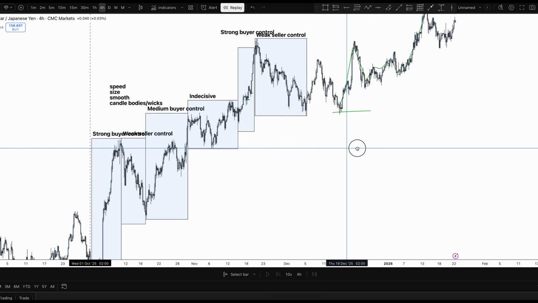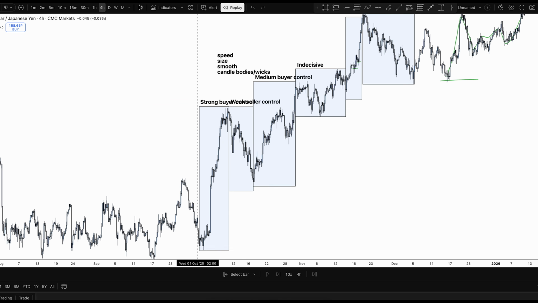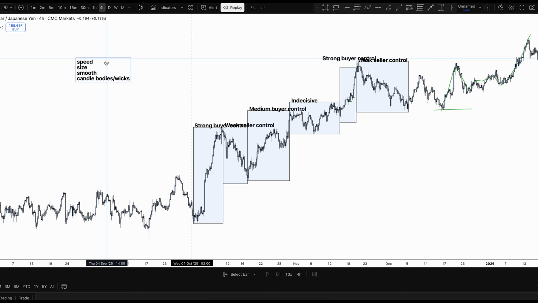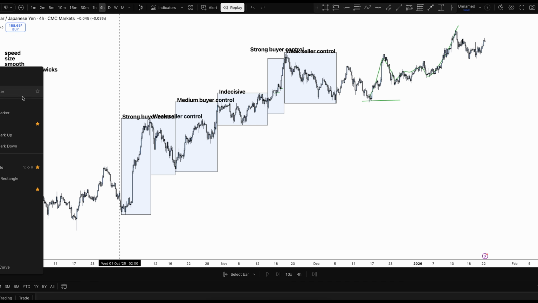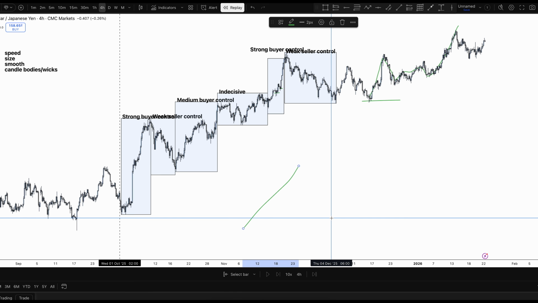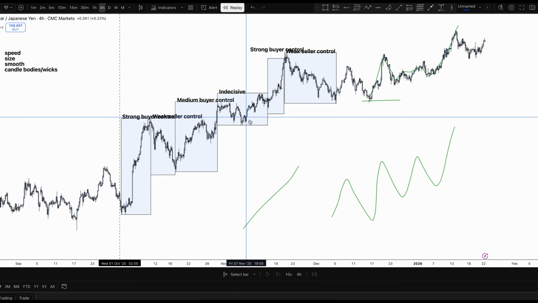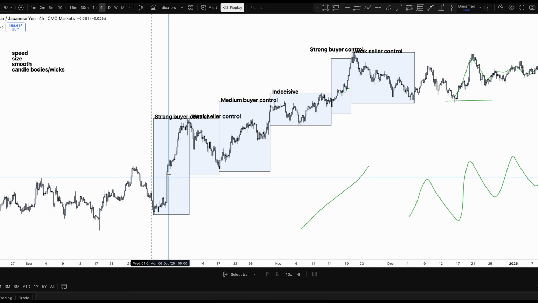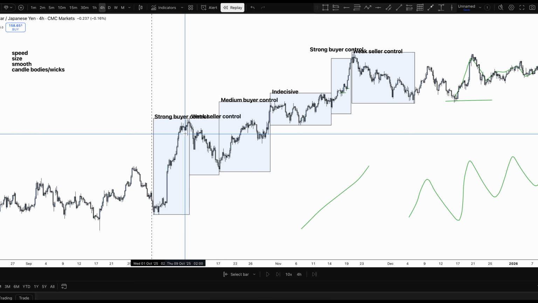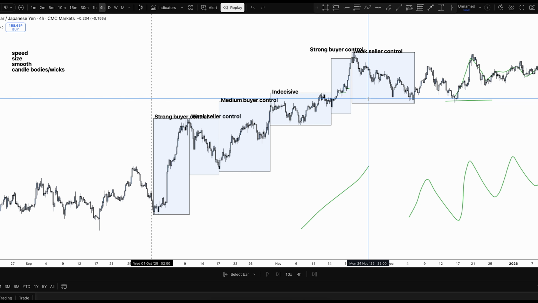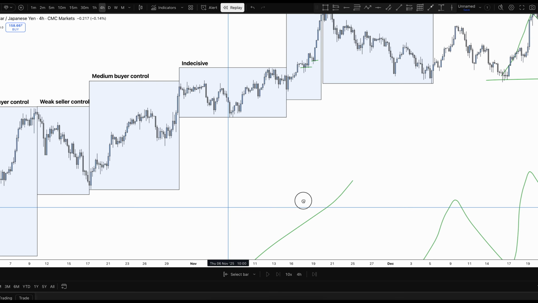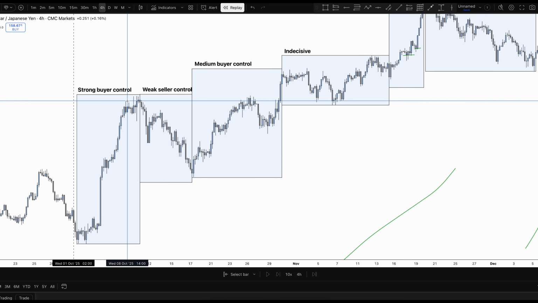How we identify the control of buyers or sellers based on those 4 elements. The speed of the movements, the size of the candles, how smooth the movements are, whether they are linear or choppy, so whether it looks like this or like this. And then, of course, the formation of the candle bodies and wicks. Are there more bullish candles than bearish candles? Are the bullish or bearish candles larger? Do they have larger wicks? You know, how is the price forming? And what is that information giving us? And that is how you see it. And obviously, through this phase where we see clear buyer control, we know the right side of the market to be on is the buy side.